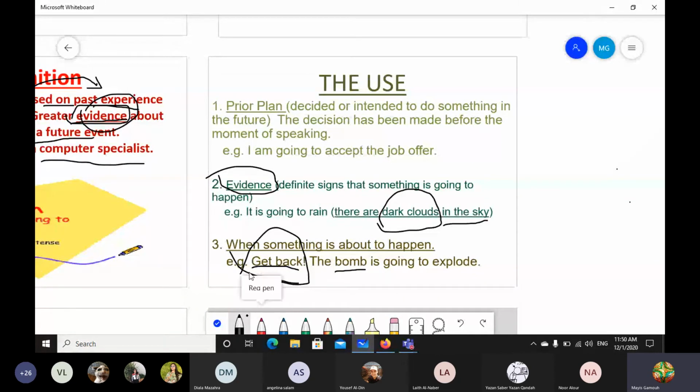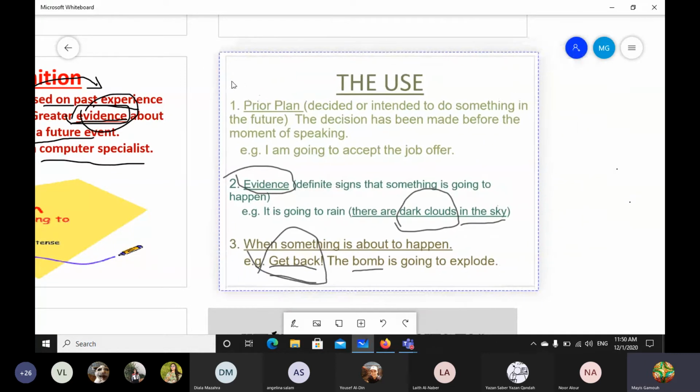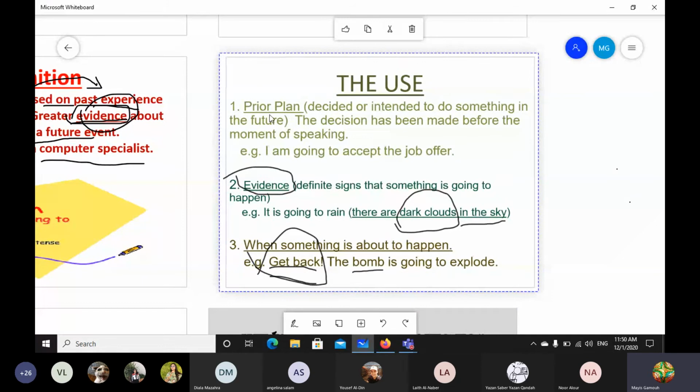We will talk about them in a moment, such as listen, be careful, pay attention, look. So here now we'll go again. The use for be going to, number one, was prior plan.